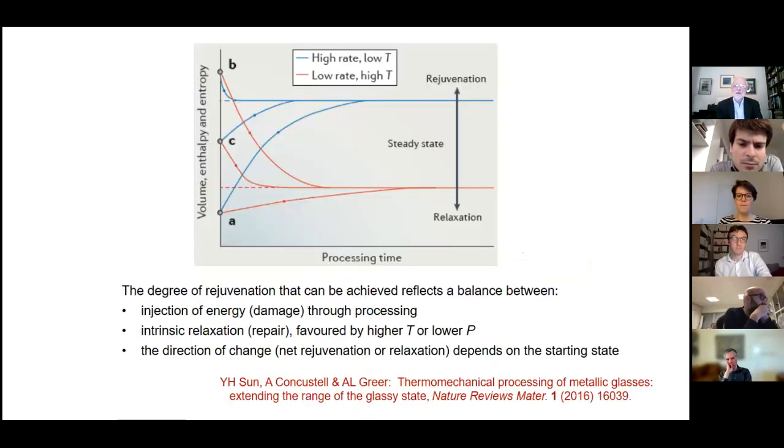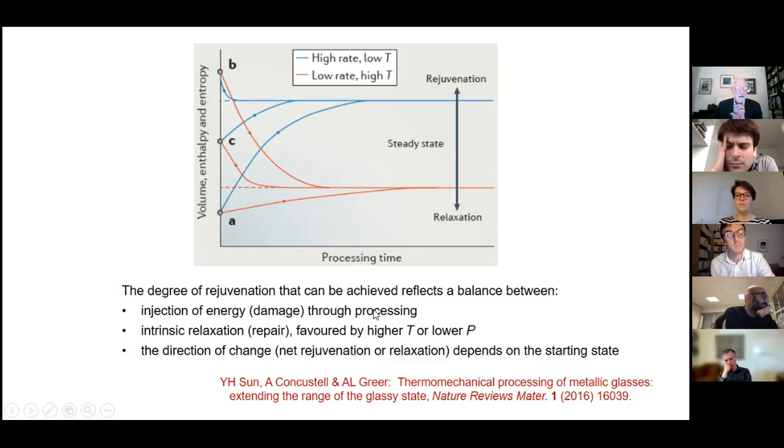Let's look at that business of how you might accumulate energy in a system. So we imagine you might have some starting state of your glass, which we're measuring here in terms of its enthalpy, and it's going to go to some final state as a result of your processing. Well, clearly, if you start with a higher energy and you then process it, it's more likely that your energy is going to go down. And if you start with a lower energy, it's more likely that it's going to go up. But where will it end up? Well, that depends on a balance between, in some ways, something that we might think of as the injection of energy, defects you're putting in through your processing.